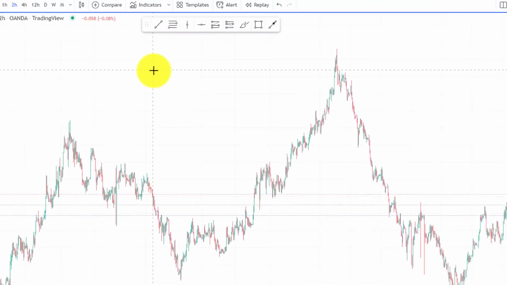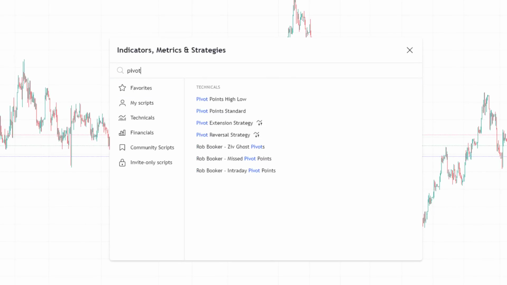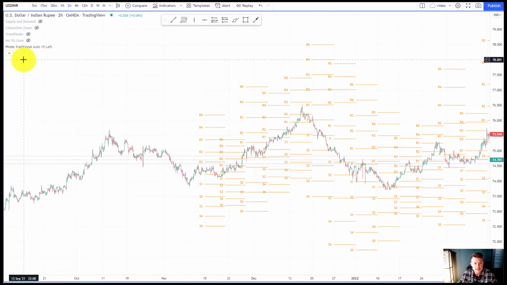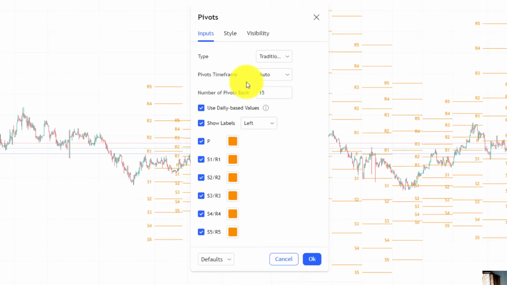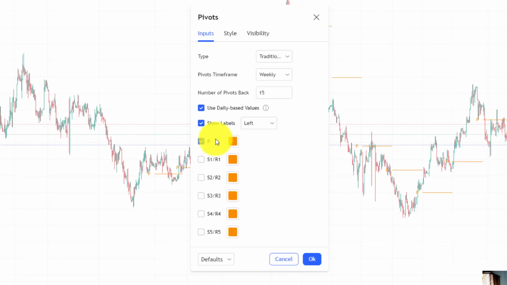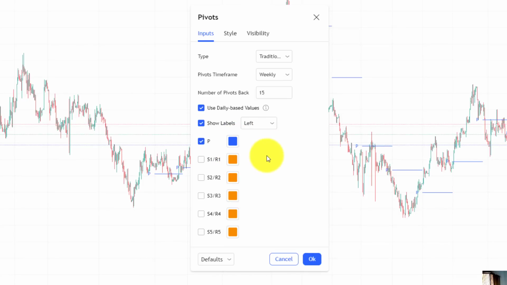So first of all, to set up our charts, we go to indicator, and then you just need to put in pivot, and then we choose pivot point standard. We click on it, and then let's set it up. We go to the indicator and open the settings. What I typically do is start with the weekly, and then I untick everything, all the S and R levels, and I just want to have my P, which is the central pivot point.